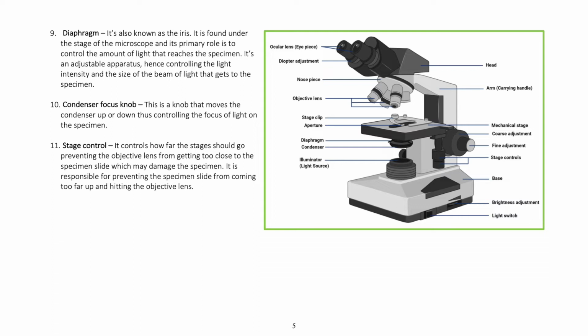Stage control. It controls how far the stage should go, preventing the objective lens from getting too close to the specimen slide, which may damage the specimen. It is responsible for preventing the specimen slide from coming too far up and hitting the objective lens.